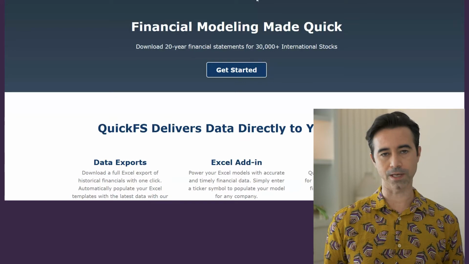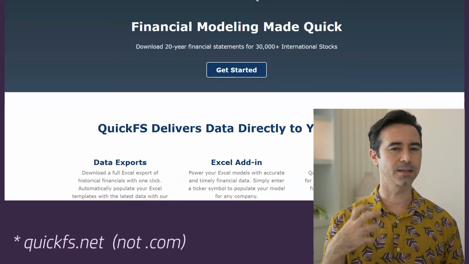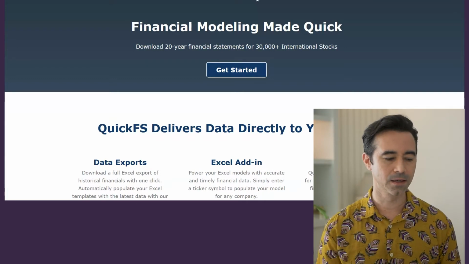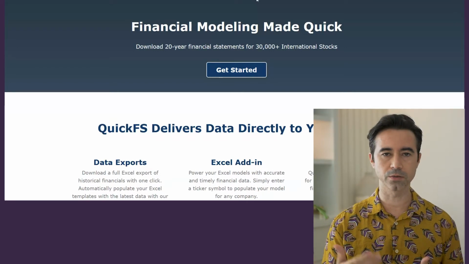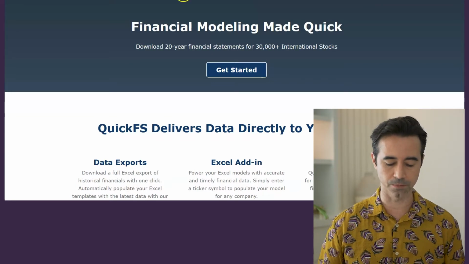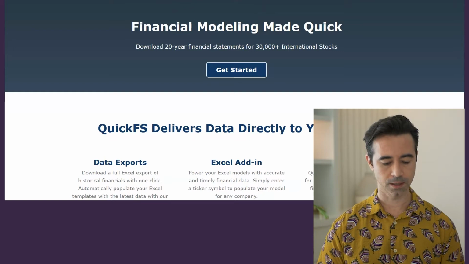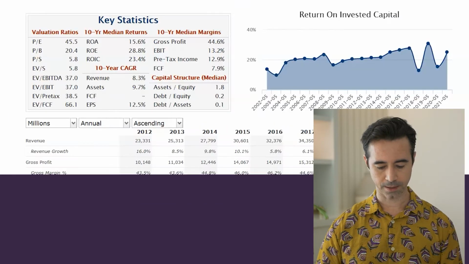I'm on a website called quickfs.com. To me, this website makes things easy to see. It's free if you don't want to do anything advanced. You just need to sign up for an account, which is free, and log in. So I'm on quickfs.com. I'm just going to type in Nike, and this is what we have.